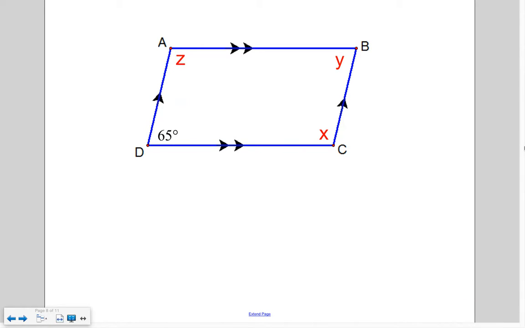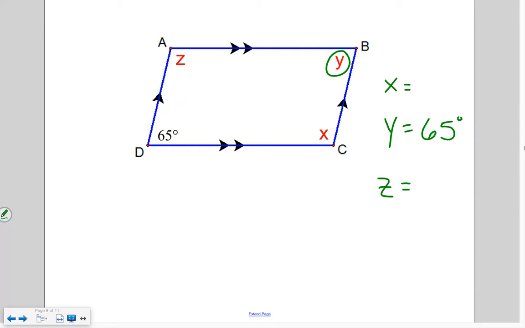Okay. Here's one where we're going to use a couple different theorems as well. I know that opposite angles are congruent, so I can go ahead and I see D. Actually, let's write these over here: X, Y, and Z. Well, D and B will be congruent because they're opposite one another. So if D is 65, B is also 65, which is Y. So this will be 65 degrees.